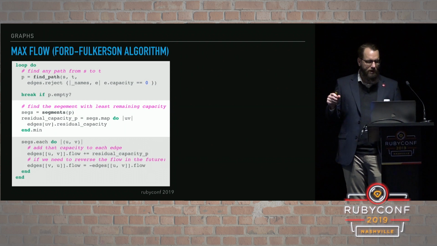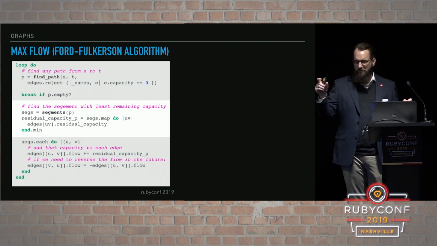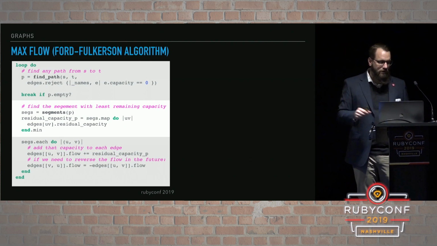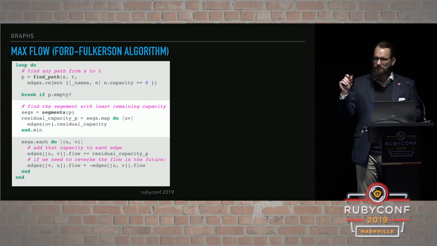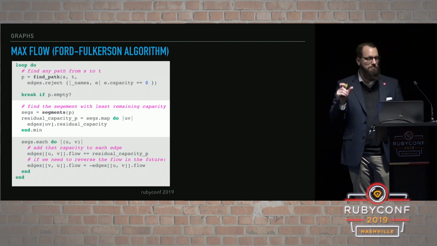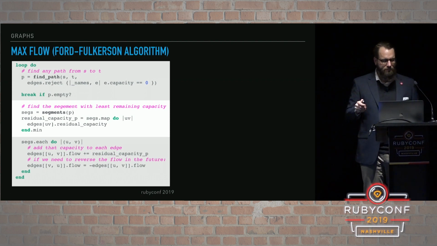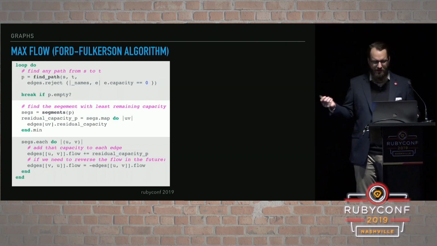Next, for each of those segments in that path, from the source to the sink, which we always call T for some reason, we're going to take the smallest capacity, or the smallest remaining capacity of that line. And we're going to store that as the residual capacity of the path P.